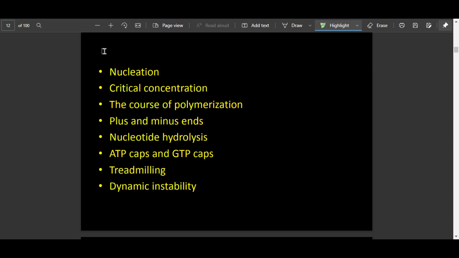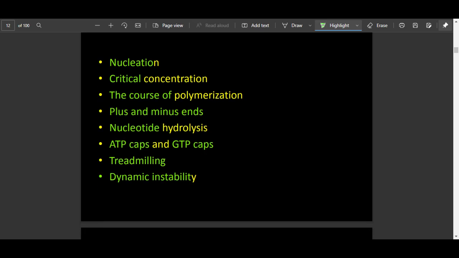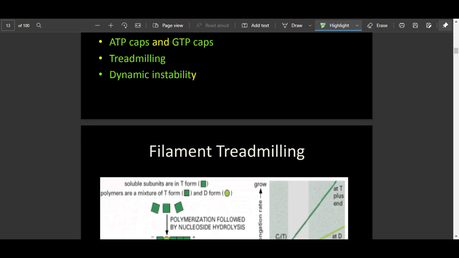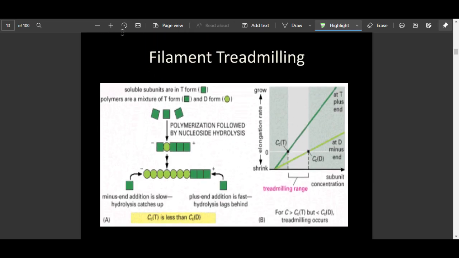Here, we cover the meaning of the terms nucleation, critical concentration, the course of polymerization, plus and minus ends, nucleotide hydrolysis, ATP caps, GTP caps, treadmilling, and dynamic instability. Treadmilling is the process where subunits are continuously added on one side while other subunits are removed from the other side.